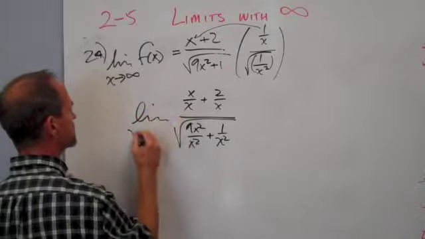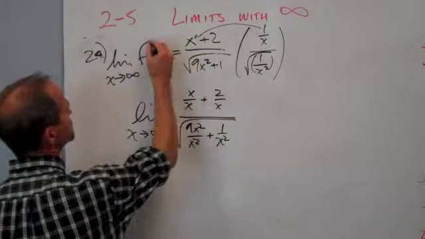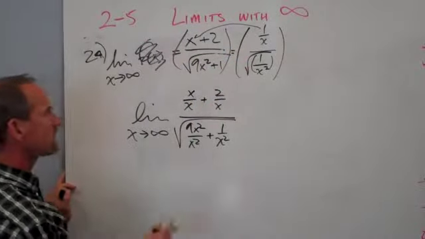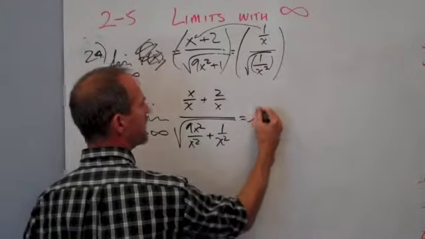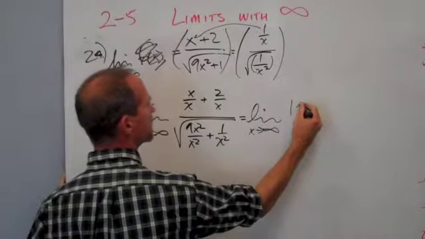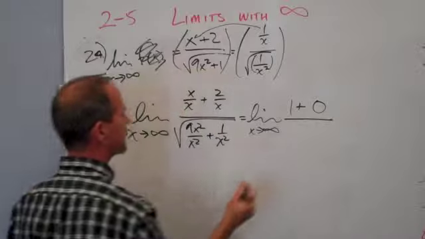This is still the limit as x approaches infinity. I was a little bit sloppy up there. I should have just written this as the book did, I think. Anyway, at this point now, this becomes 1, and I've got the limit as x approaches infinity, and I've got 1 plus, well, as x goes to infinity, this is going to just go to 0, all right?